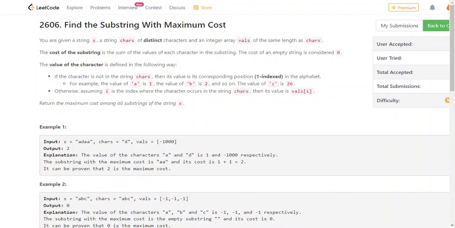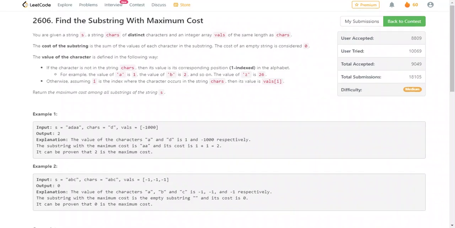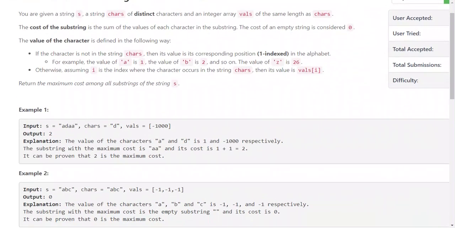Now, coming to the medium level question. What they are trying to say is question number 2606, find the substring with maximum cost. So see, here the idea is very simple. You are given a string which is S, right? You are given a characters array, and then you are given a value array, right?